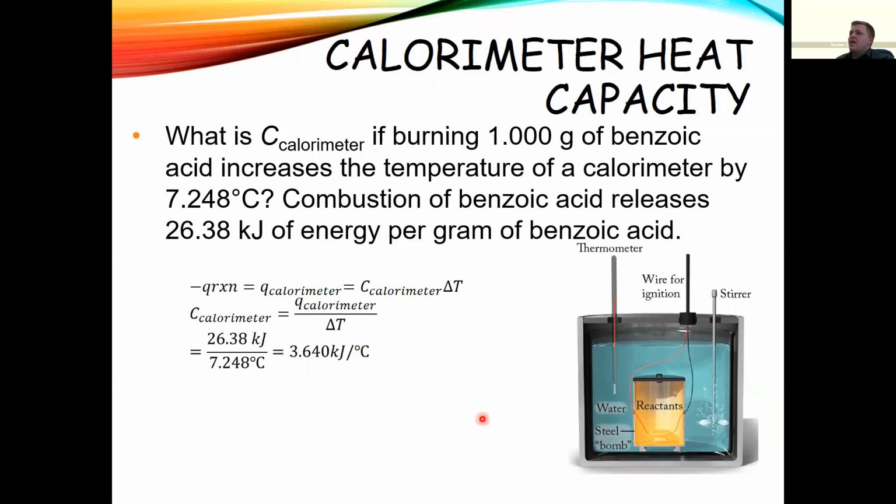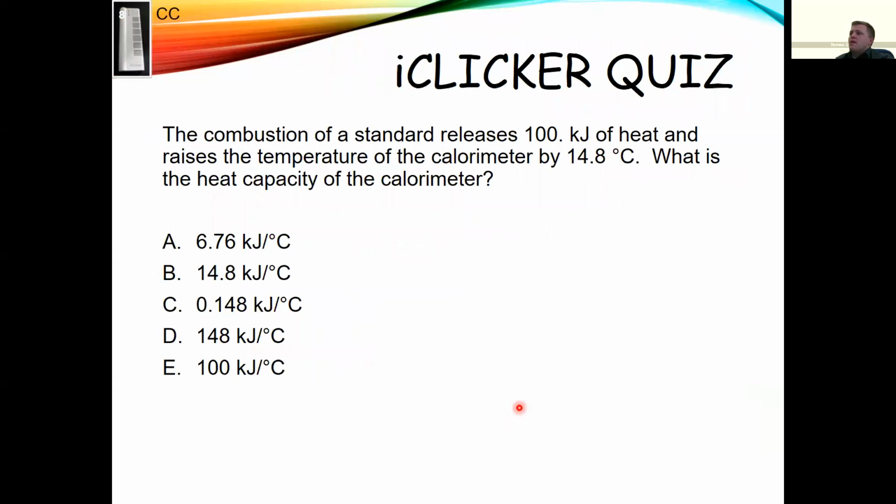Let's practice that one more time. So in this question, we are asking: the combustion of a standard releases 100 kilojoules of heat and raises the temperature of the calorimeter by 14.8 degrees Celsius. So what is the heat capacity of the calorimeter? So notice in this case, I don't say how much of the standard was burned or how many moles. I'm just saying that it's giving off 100 kilojoules. If you want to try and solve that problem by yourself real fast, go ahead and pause this video.